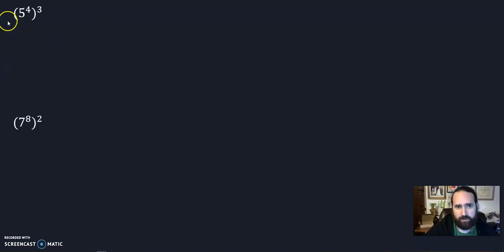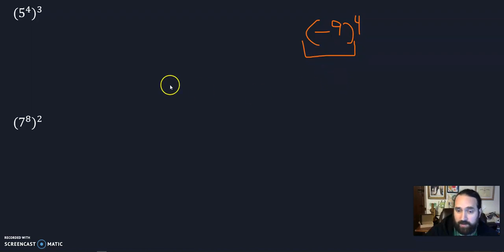So you guys remember how we've had a few problems where, for example, -9 was the base and we had some kind of an exponent on it. And I was saying we should treat whatever we have in parentheses as our base. The same thing is happening here. We have a base in parentheses with an exponent on the outside.